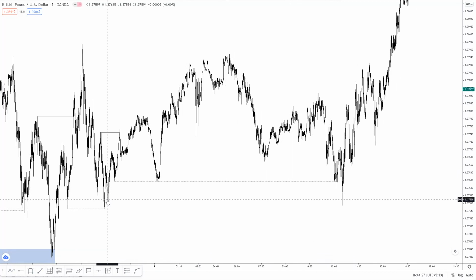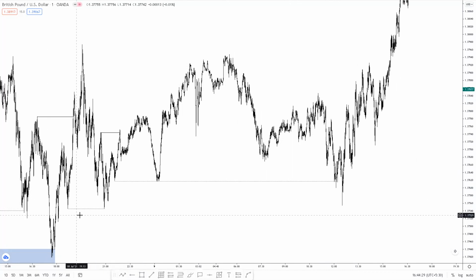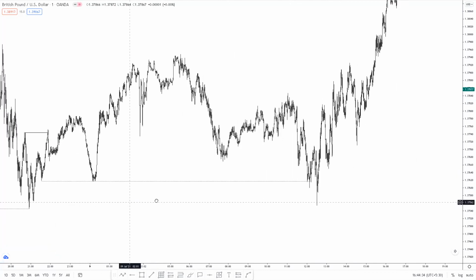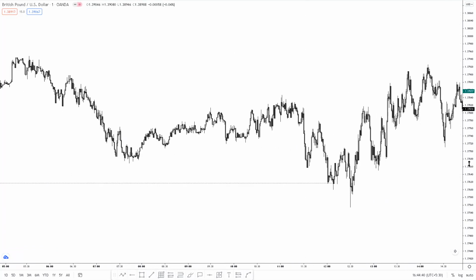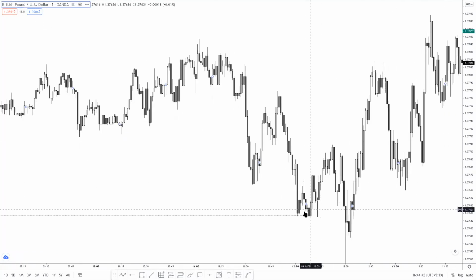Okay. So now you see this is New York session. From my time this is New York. And we see these equal lows. You see how price gave us a reaction. It came down to that low and then it went back up once again.